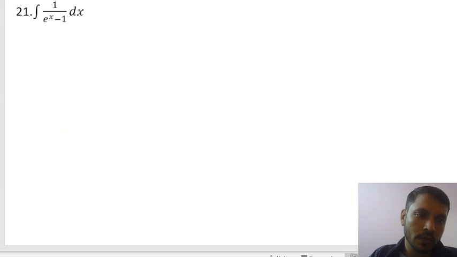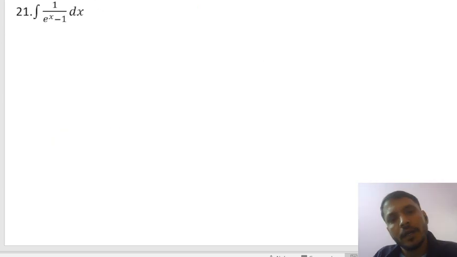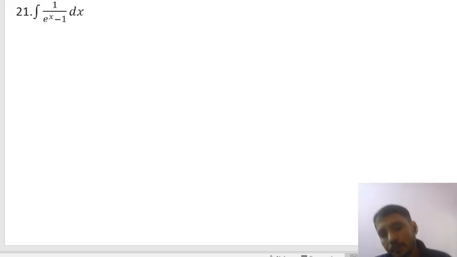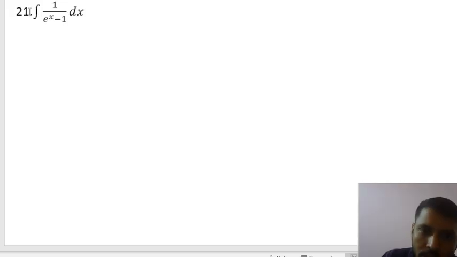Now we'll move to the next question, that is 21. Here we are given 1 upon e to the power x minus 1. How can we simplify this part? Let us suppose we take e to the power x equal to t. For this type of question, I think we need to directly take e to the power x equal to t.